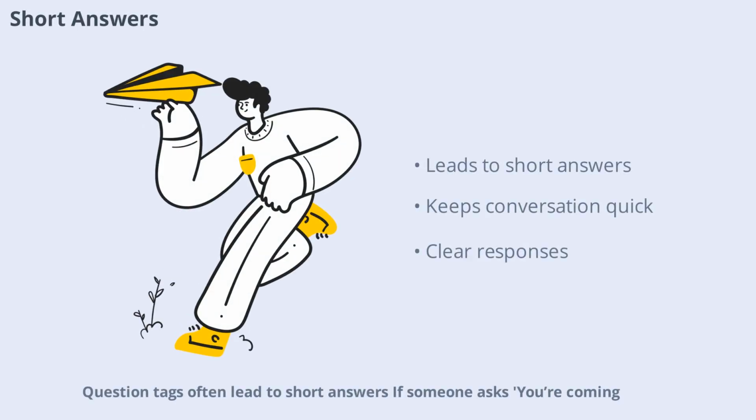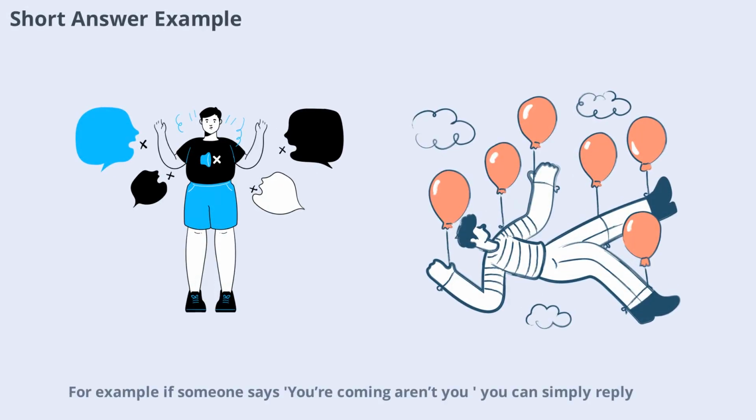Question tags often lead to short answers. If someone asks, "You're coming, aren't you?" you might reply, "Yes, I am," or "No, I'm not." These short responses keep conversations quick and clear. For example, you can simply reply, "Yes, I am." This makes the conversation flow smoothly and avoids unnecessary repetition.